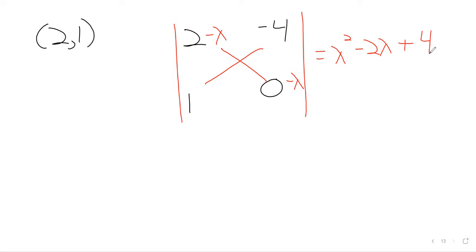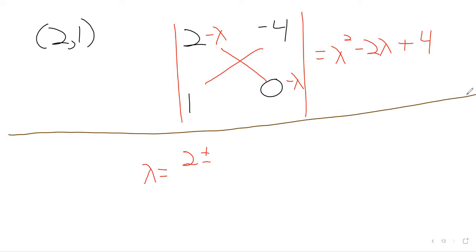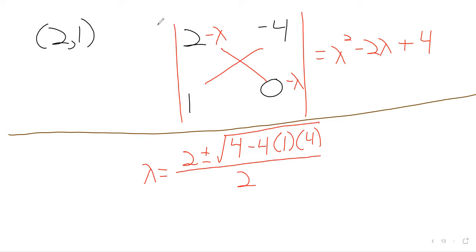So lambda equals negative b plus or minus, let me separate this so we don't blend in, negative b plus or minus the square root of b squared minus 4 times a times c over 2 times a. Let's see, 4 minus 16. And the eigenvalue is complex.